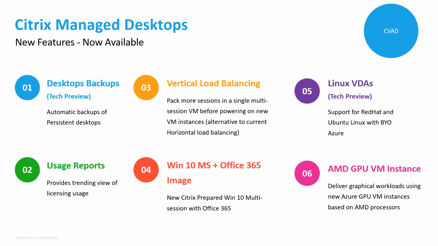All right, and then here's some of the new features either coming or already released. One of the things that's in tech preview, and you have to get it turned on, is desktop backups. So if you're doing persistent desktop, Citrix will give you the ability to back up now. So pretty cool. Vertical load balancing, so you'll be able to pack more sessions into a single multi-session VM, right? So scale up versus scale out, and they're going to allow you that functionality. What's cool about that is you can start off with a cheaper virtual machine, and as the load warrants, you can scale it up vertically, right?